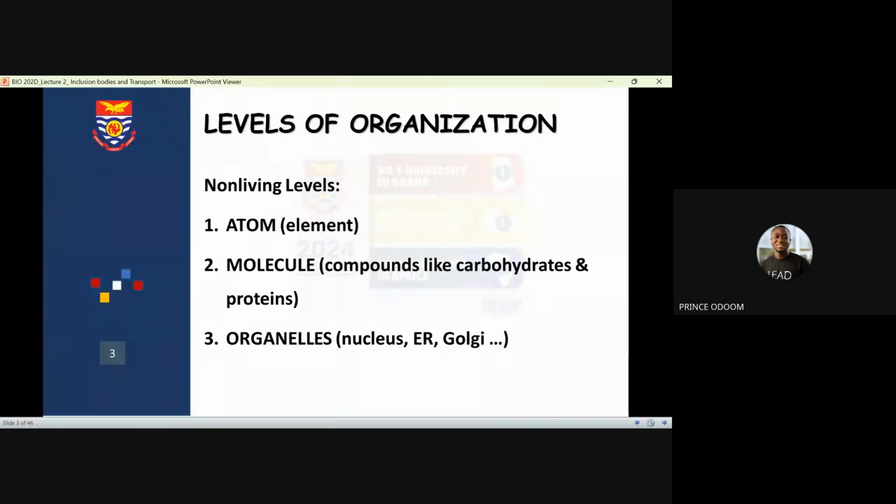Now, for the cell that we are looking at, there are both living and non-living components of the cell. For the non-living component, once you see the cell, something should tell you that though the cell is living, it started from somewhere before it got to the living part that we see and appreciate as a cell. So first of all, it starts from an atom.